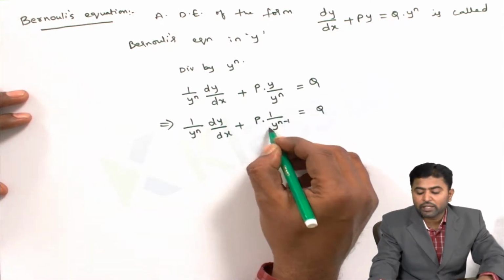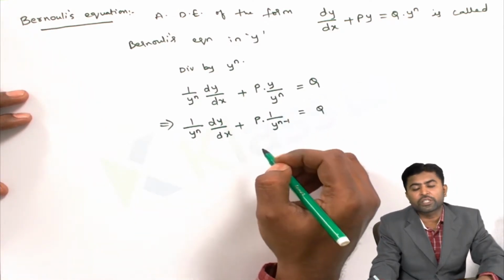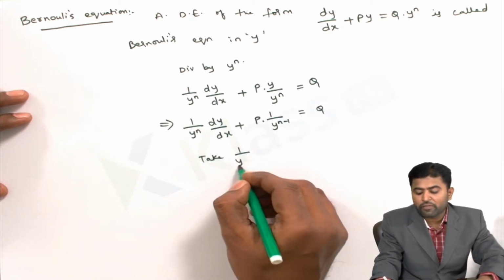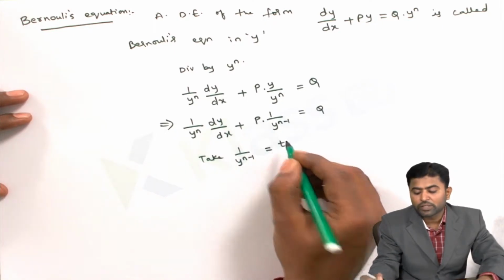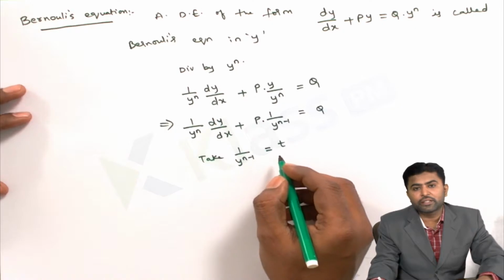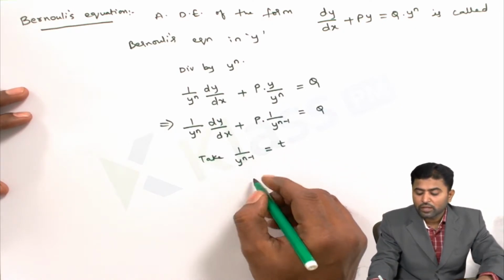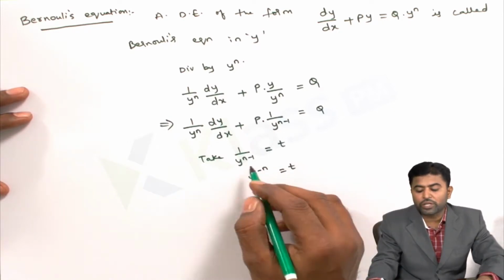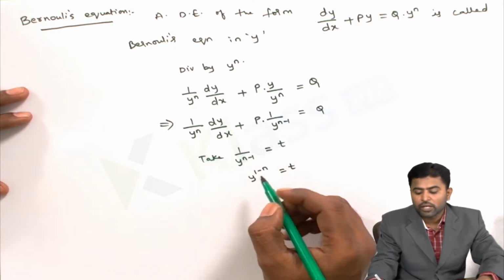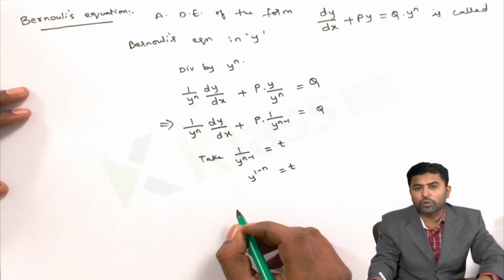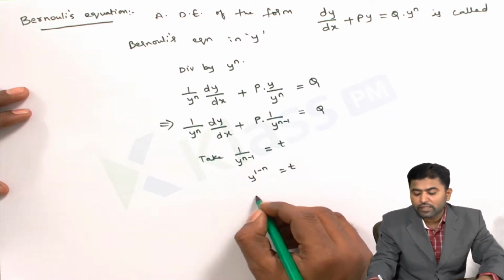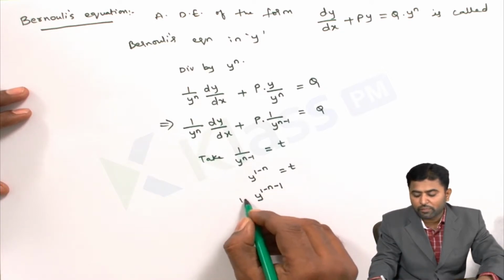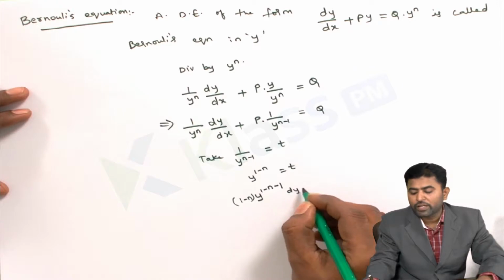Now I have to use this particular thing as the substitution for reducing this to a linear differential equation. So take 1 by y power n minus 1 as t. Then differentiating this, we get y power 1 minus n is equal to t. I'll write this by taking this to the numerator. So I'll get y power 1 minus n is equal to t. If I differentiate this, then I'll get y power 1 minus n minus 1, and here 1 minus n into dy is equal to dt.